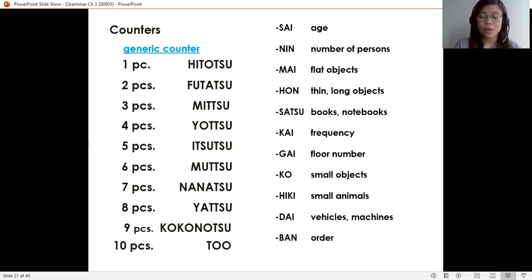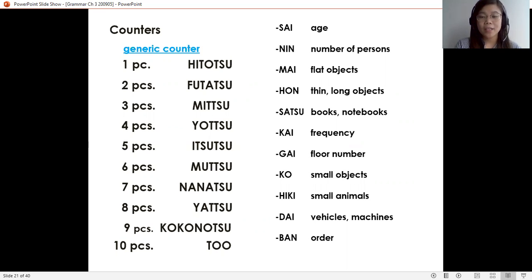You can use satsu as well. Kai is for frequency or the number of times. Gai is for the floor number. Ko is for small objects, so accessories or maybe erasers, sharpeners, things like that. Hiki you use for small animals, kittens, puppies, cats, or dogs. And then dai is for vehicles and machines. So for your cars, automobiles, and household appliances as well, you can use dai.